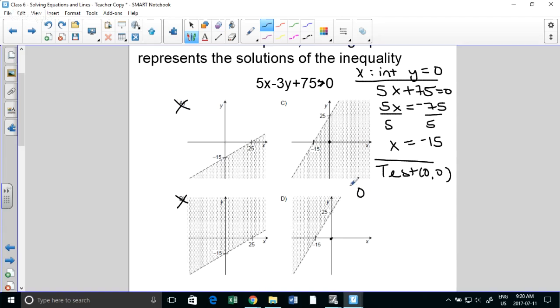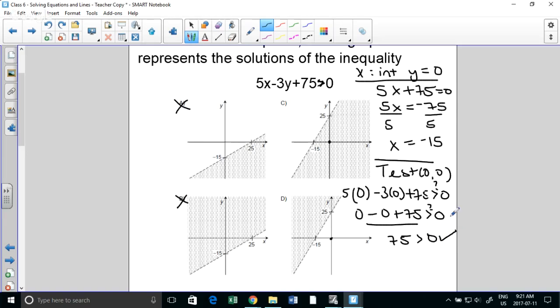So 0 times 5 minus 3 times 0 plus 75 and 0. We'll put the sign in, so we actually know the sign. We'll put a question mark over it because that's what we're seeing. So 0 minus 0 plus 75. This gives me 75 is greater than 0. So this works, which means that I want this option because 0, 0 should be in my shaded region.